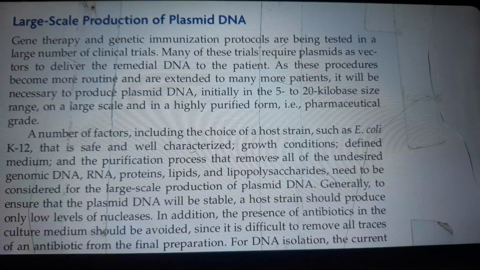Large-scale production of pure plasmid DNA. Gene therapy and genetic immunization protocols are being tested in a large number of clinical trials. Many of these trials require plasmids as vectors to deliver the remedial DNA to the patient. As these procedures become more routine and extended to many more patients, it will be necessary to produce plasmid DNA, initially in the 5 to 20 kilobase size range, on a large scale and in a highly purified form, that is, pharmaceutical grade.